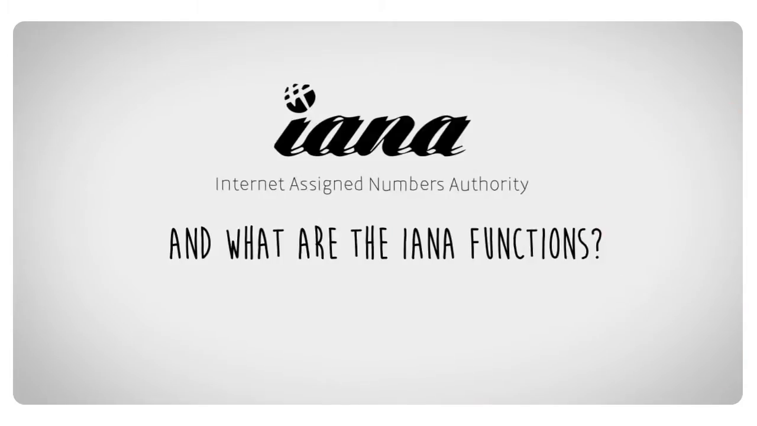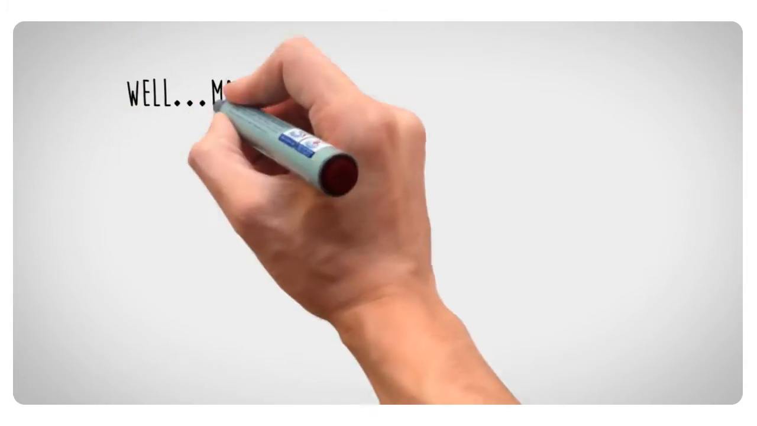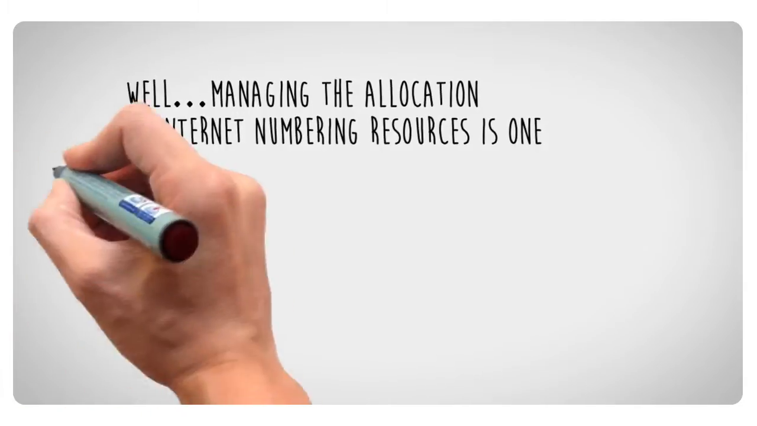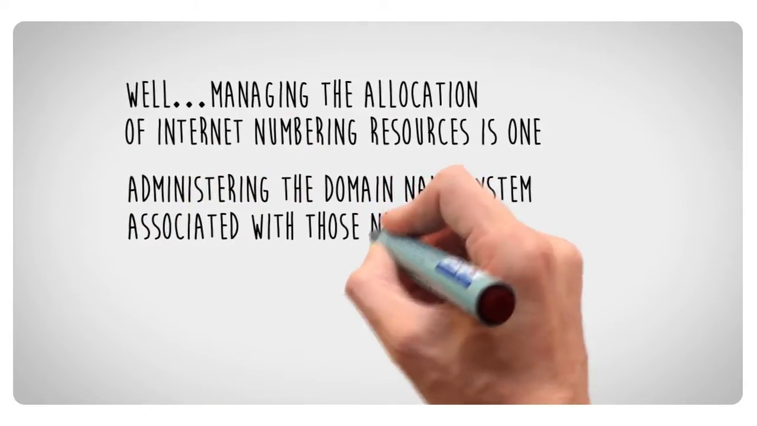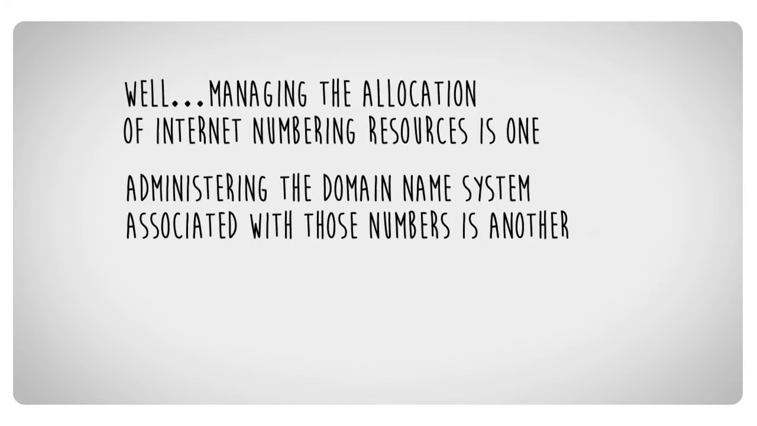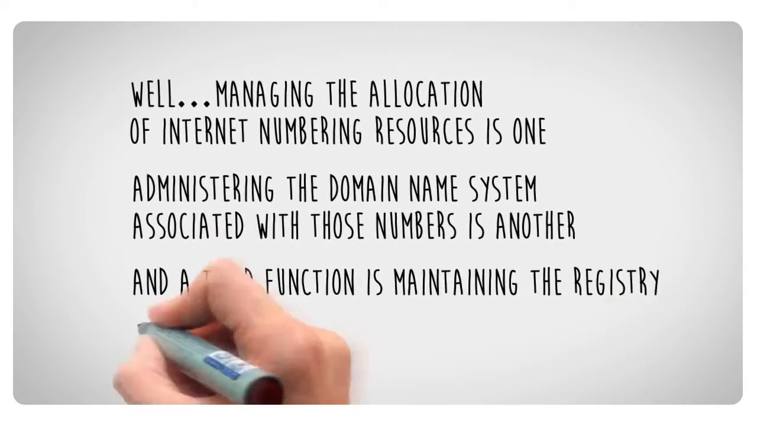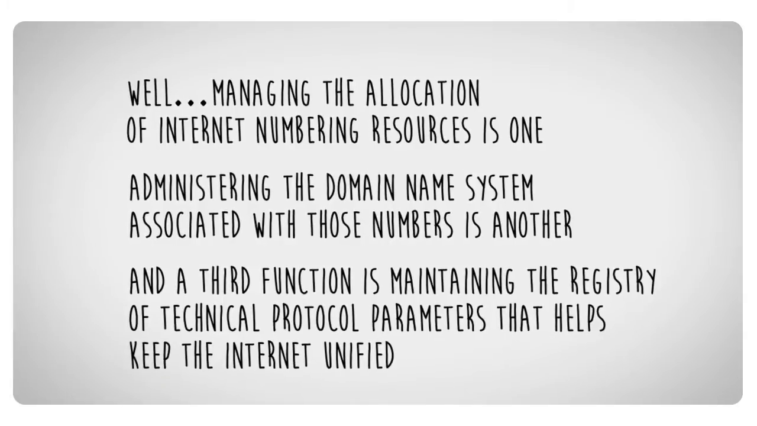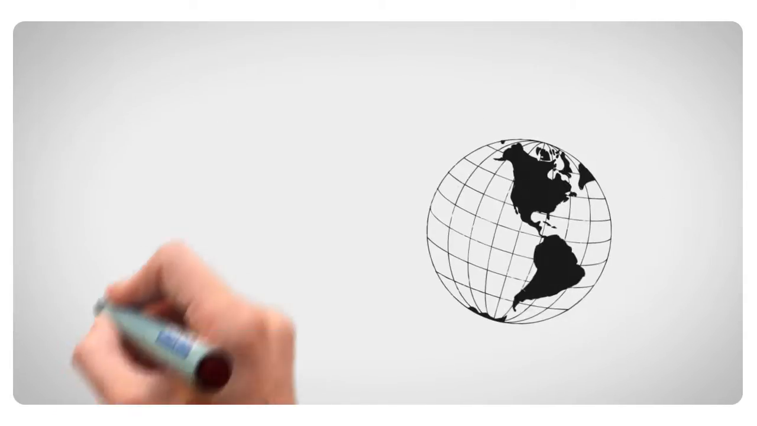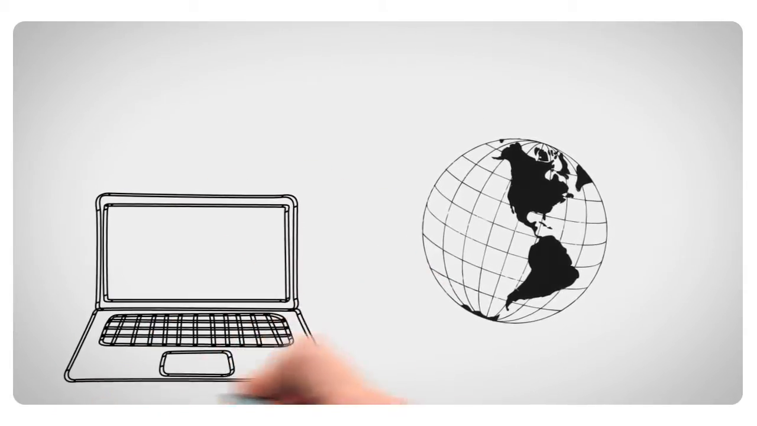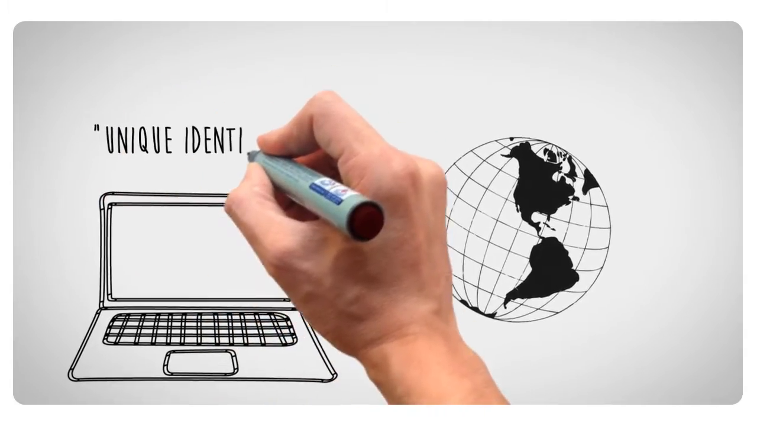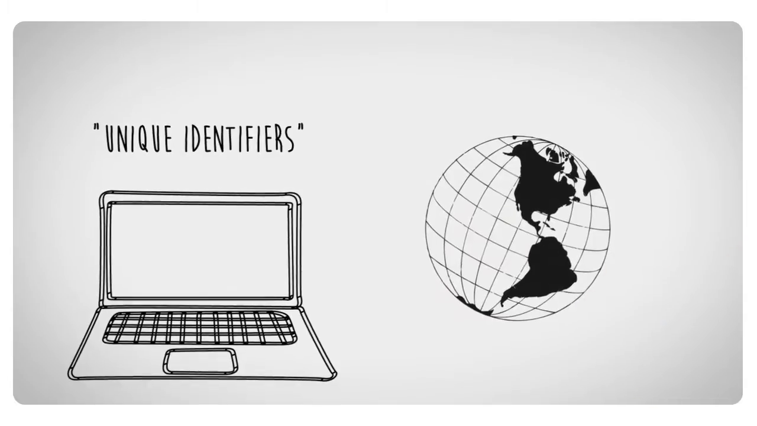And what are the IANA functions? Well, managing the allocation of Internet numbering resources is one. Administering the domain name system associated with those numbers is another. And a third function is maintaining the registry of technical protocol parameters that helps keep the Internet unified. Taken together, the IANA functions play a critical role in ensuring you get where you want to go online through its system of unique identifiers.